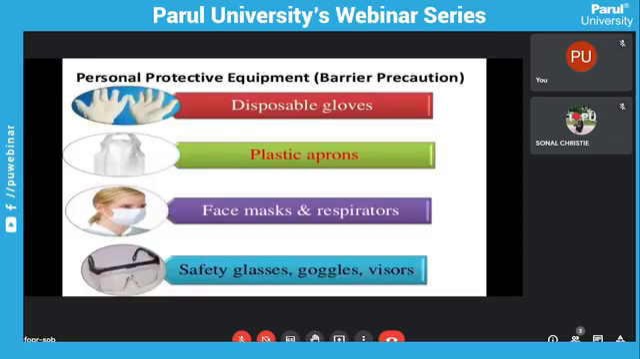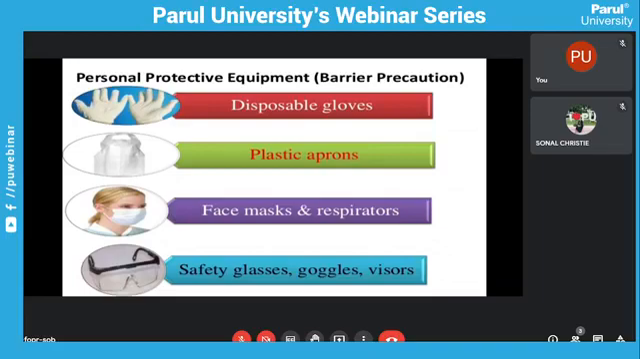Then personal protective equipment, barrier precautions. Barrier precautions mean the combination of airborne and contact precautions plus eye protection, in addition to standard protection.